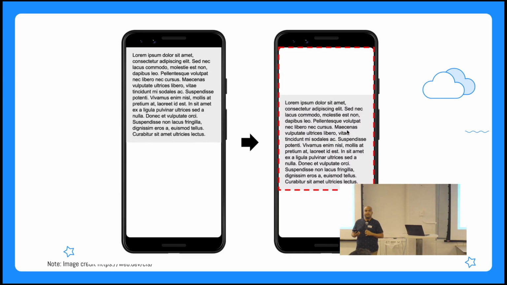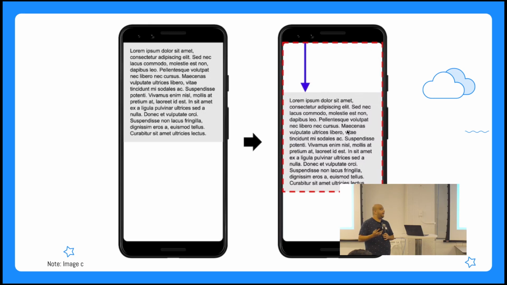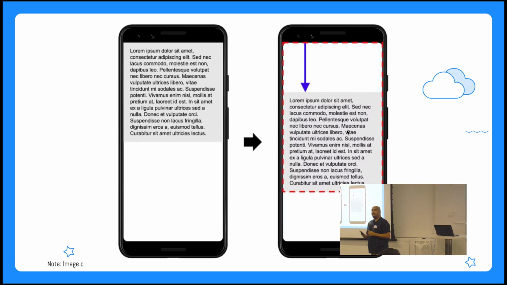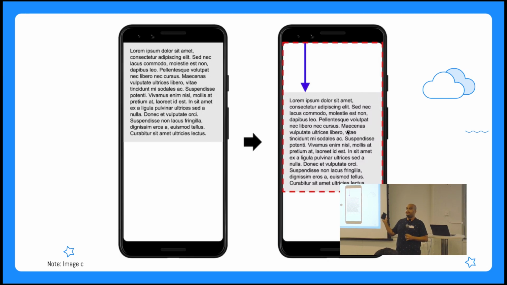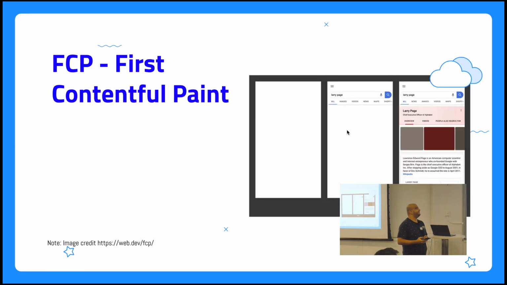So that is your impact fraction. It's 0.75 or 3/4. The distance fraction is how far along the viewport the content moved relative to its original position. So in this case, it's approximately 25%, so 0.25. If you multiply both together, you get an answer of 0.1875, which means this site sucks and it fails.